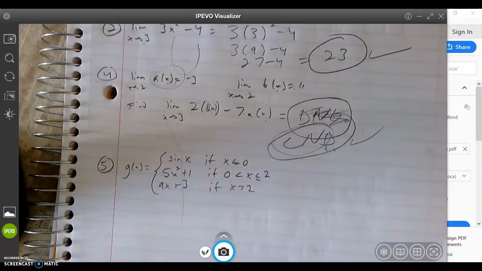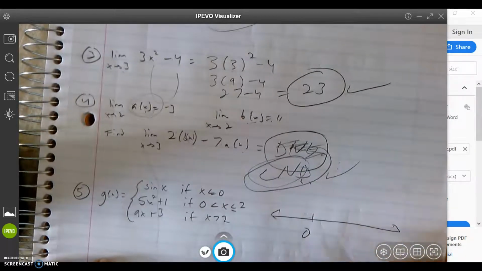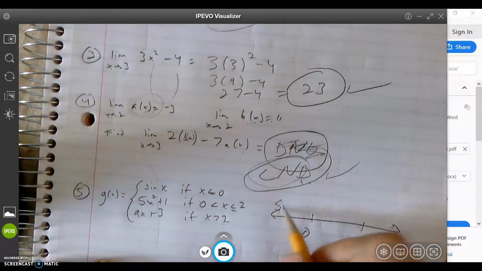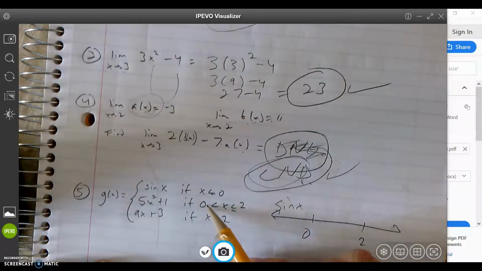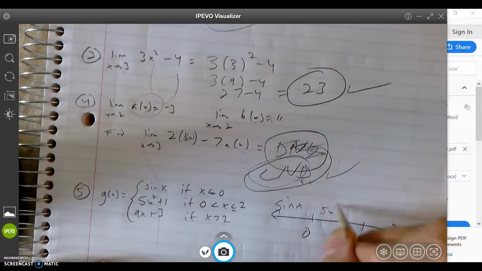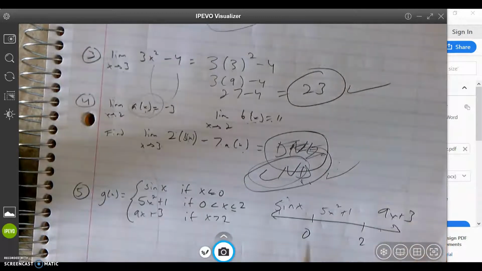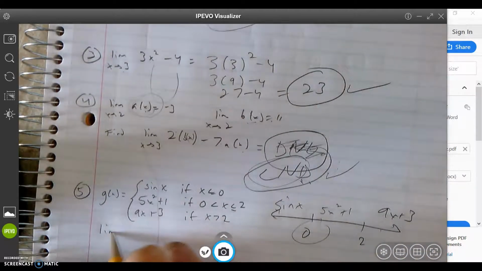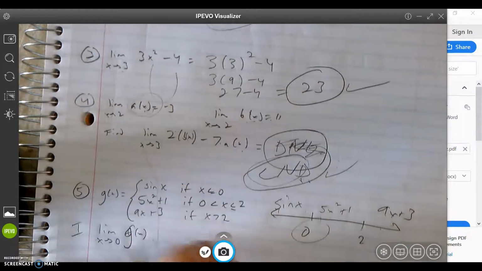If you just prove it the same way, we're going to figure it out. So x approaches 0, we're going to do that first. First we're going to do a little charty chart. It breaks at 0 and 2. The limit as x approaches 0 from the left, you're on sine of x right there. The limit as x approaches 0 from the right, you're going to be on this parabola. And anything greater than 2 here is this line. So first we're going to focus on 0. The limit as x approaches 0 of g of x, sorry, not f of x, g of x, my bad.